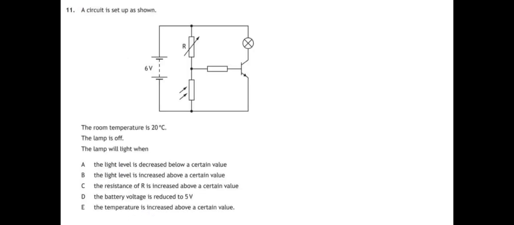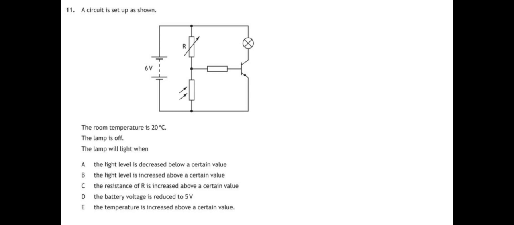Number 11. A circuit is set up as shown. The room temperature is 20 degrees Celsius. The lamp is off. The lamp will light when? So the room temperature being 20 degrees Celsius is a bit of a red herring in this question. It's totally irrelevant because in this circuit we have a light-dependent resistor, not a temperature-dependent resistor.